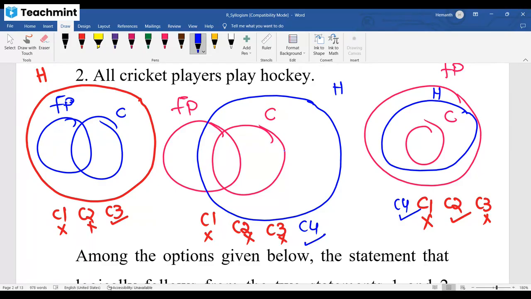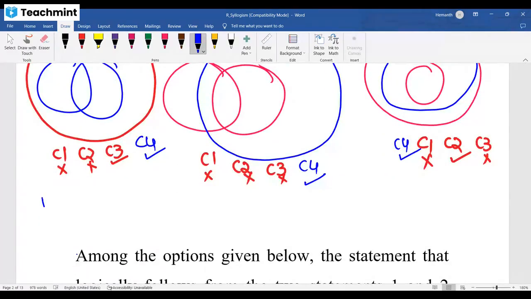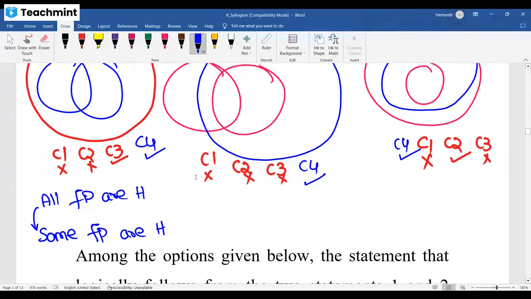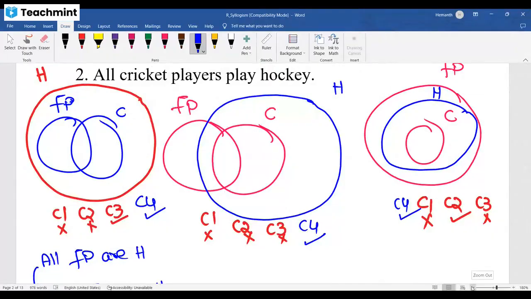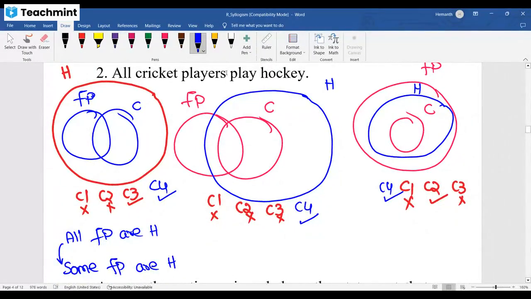Correct. When all comes, that's what I said, every question is going to disturb. Here all football players play hockey. I agree with that. But whenever all comes, we can take some as 100% true. So in this diagram, all football players play hockey, and we can take some football players play hockey as acceptable. When all is there, some is acceptable. Some is definitely correct, there is no doubt. In the leftmost diagram we got all, but we can consider some also, no issues. Whenever all is there, taking some is not a problem.